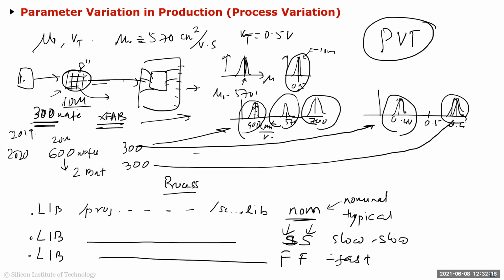So the PVT is the acronym for process, okay, and this is for voltage, and this is for temperature. So you have voltage variation because your battery is going to vary. It's not going to be exactly 3.3 volt. It's going to be 2.28. So you want to make sure that for your entire battery voltage variation, your circuit is performing well.